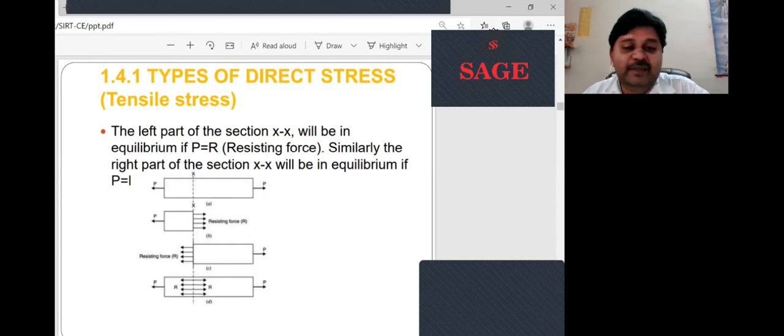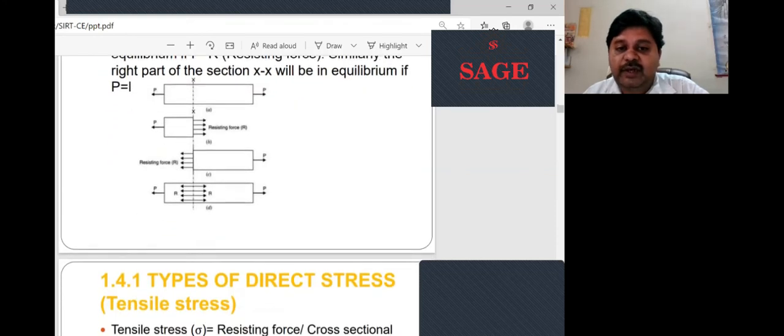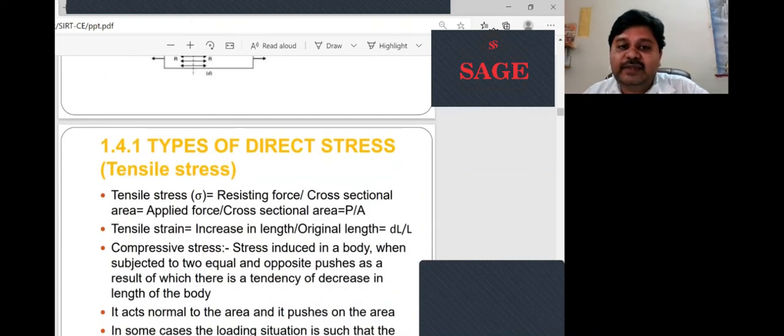This is the resisting force, and this resisting force divided by unit area is known as stress. Tensile stress is equal to the applied force divided by the cross-section area, that is P upon A. Tensile strain is equal to the increase in length divided by the original length, that is delta L divided by L.